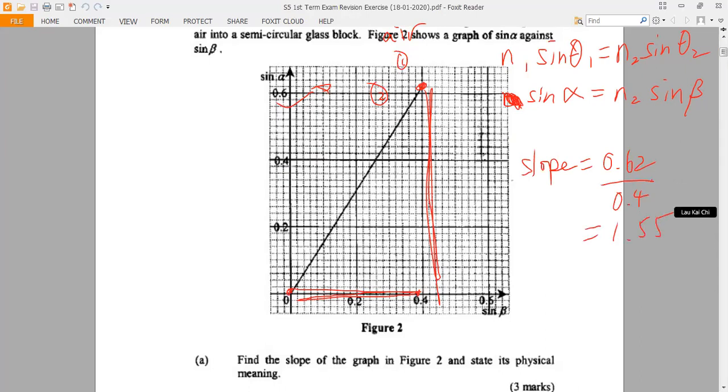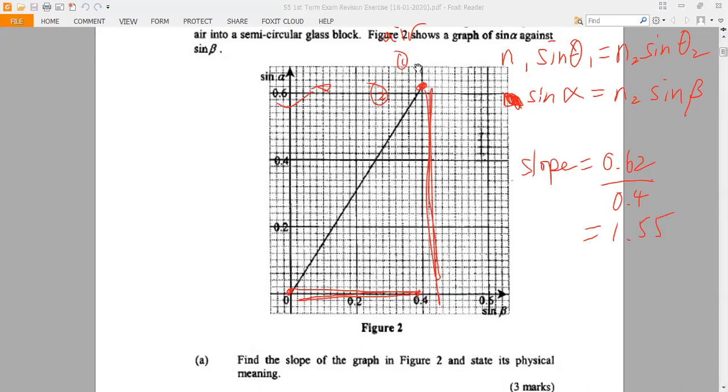This is actually the slope. You don't need to understand anything from the question. You only need to find the slope directly. It's just a mathematical method. Find the height divided by the width, and then you can get 1.55, and you will have 2 marks only from this calculation.